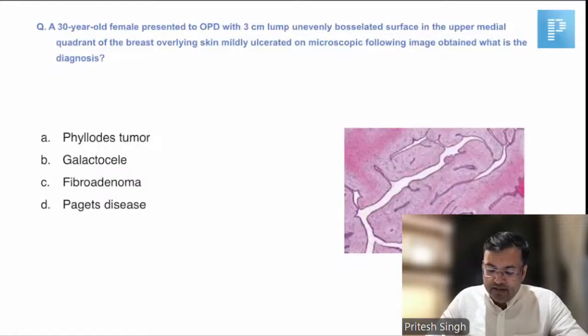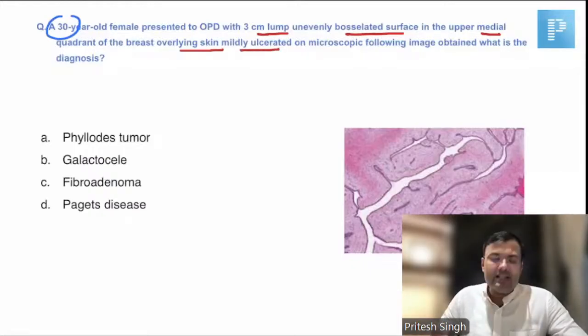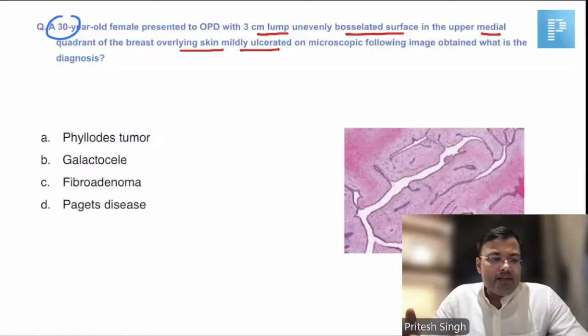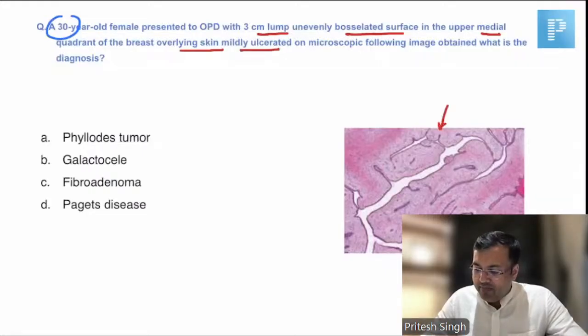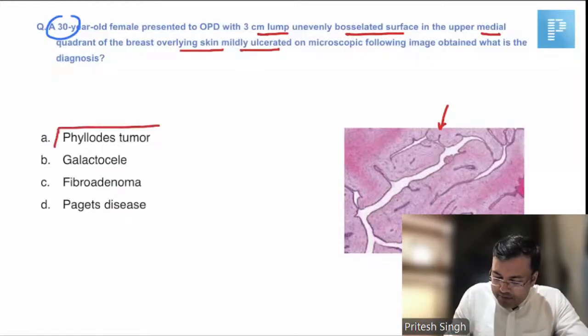After that, you can see 30 years old female presented to OPD. Age is 30. She is having 3 centimeter lump, unevenly vacillated, and upper medial quadrant of breast, overlying skin, mildly ulcerated. Microscopic finding is given. What is the diagnosis? Let me tell you. Vacillated appearance is seen in which condition? Obviously, cystosarcoma phyllodes, and this kind of typical appearance is there. Second, because of stretching of the skin, it is ulcerated. So correct answer is phyllodes tumor.